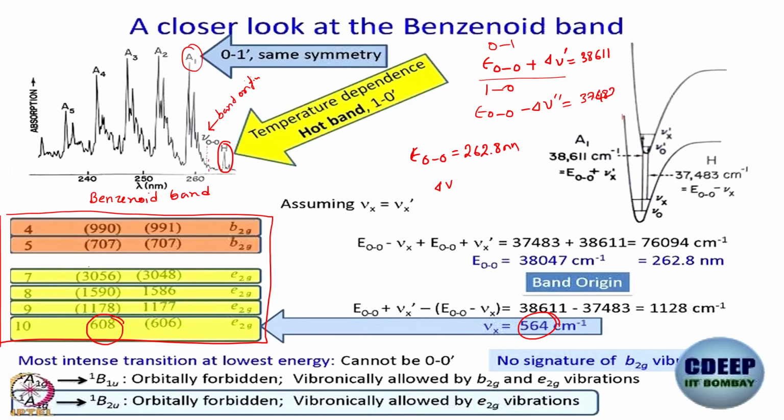But here we can't see any signature of B2G vibration. As you can see from here, 564, B2G has something around 990 or 707, close to that. So we can't see it in this spectrum, right? This is out of scope for this year, but you have to believe that this benzenoid band is vibronically allowed by the E2G vibration. It is orbitally forbidden, spin allowed, but vibronically allowed by the E2G band.